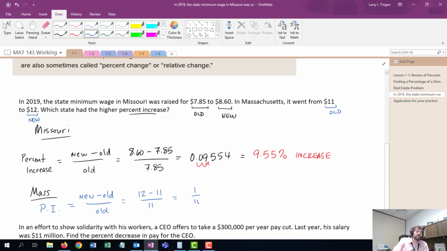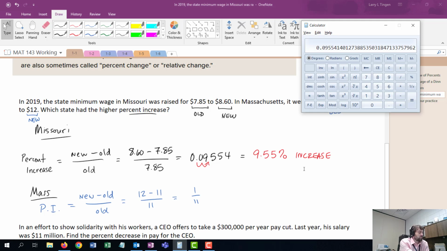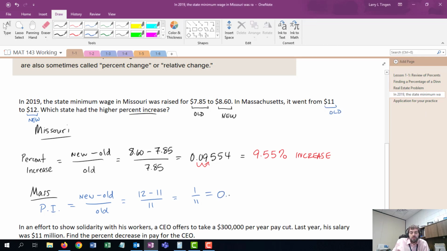I could do that math without a calculator. 12 minus 11 is 1. So what's 1 divided by 11? 0.9090. Notice that pattern. 9090 continues on forever. And since it just continues, I can shorten that by just putting the bar over it to indicate that pattern continues. And it's just the 90 that keeps repeating.